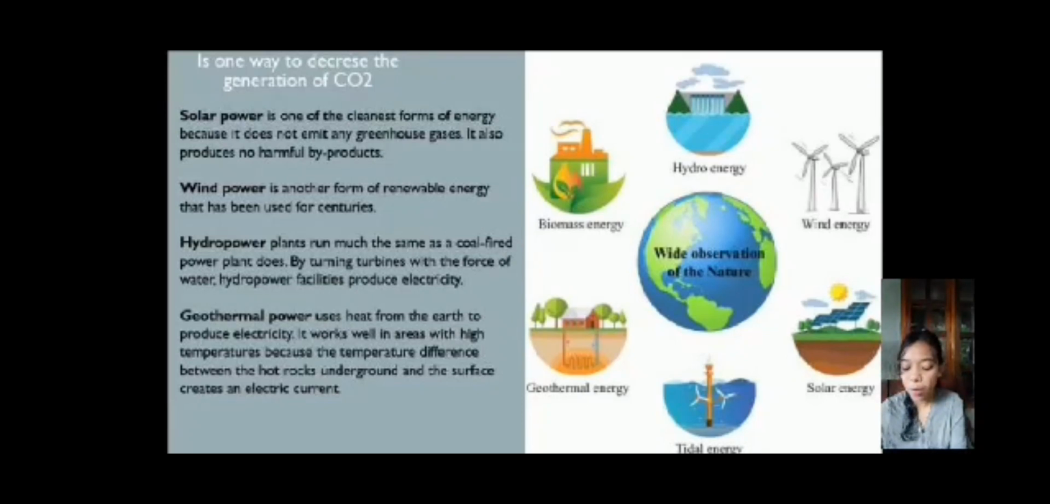However, wind power does have some limitations.